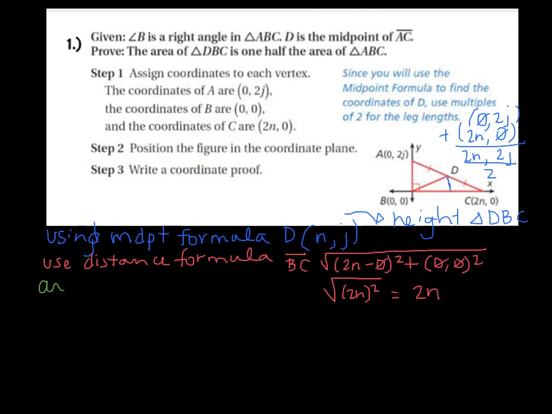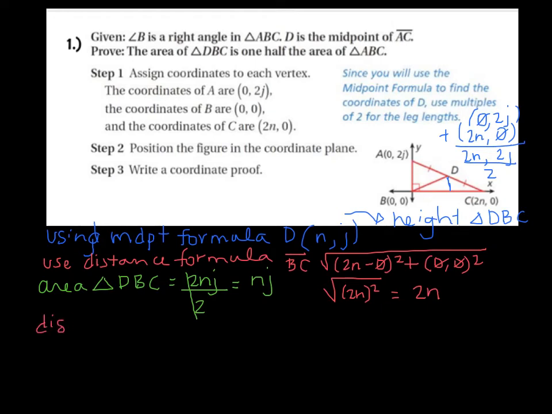So the area of triangle DBC can then be calculated using base times height divided by 2. So my base was 2n, my height was j, and I'm going to divide that by 2. And I know that those are going to divide out, and that means the area would be nj. Okay, so now that I have the base, I have the length of BC, I can use the distance formula to find the distance between A and B.